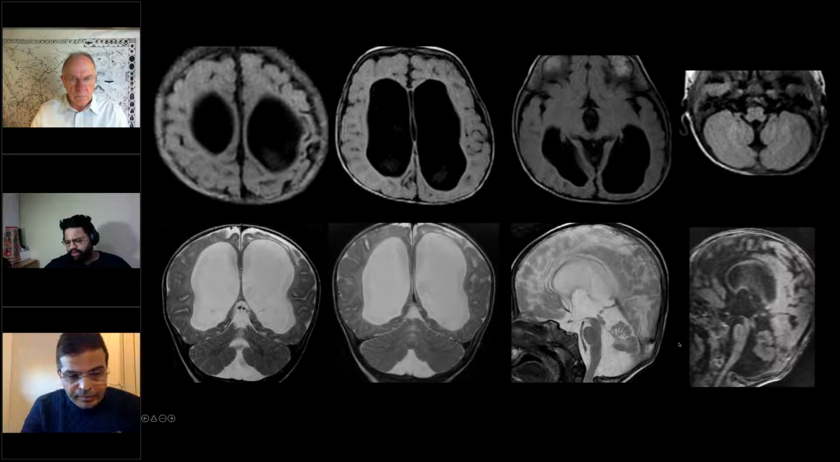Where is the hyperintensity on the coronals? The T2, yeah, that one. Yeah, there's a bit there. And over here. Anterior vermis, yeah.